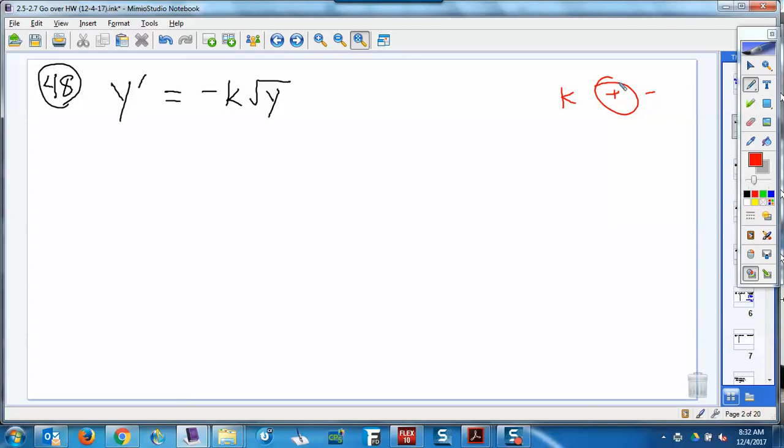This is positive because Y is the depth of the liquid, so it's got to be positive. So they knew, when they wrote this equation, they knew Y prime was negative, so they just stuck a negative here for emphasis, and then the K is going to have to be positive.